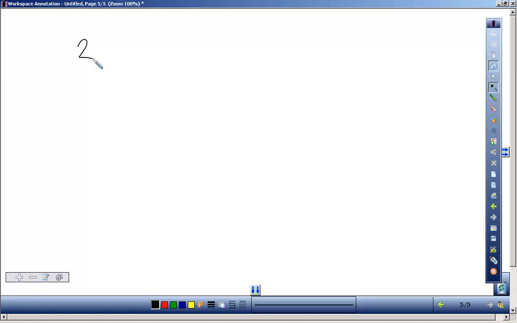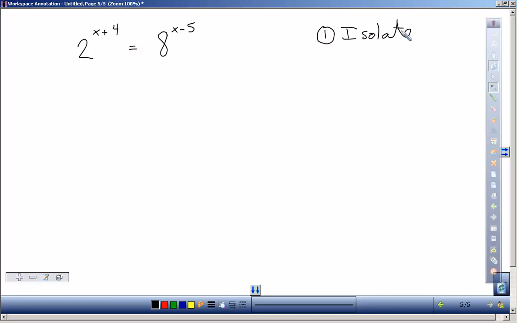So let's take a look at a problem. If I have 2 to the x plus 4 power is equal to 8 to the x minus 5 power, and I'm wanting to solve this exponential. Step number 1 is to isolate, and that's done. The exponentials are on opposite sides of the equal sign. Now, step 2 was either they're the same base, or we had to rewrite it as a log. And so that's what we want to talk about now.